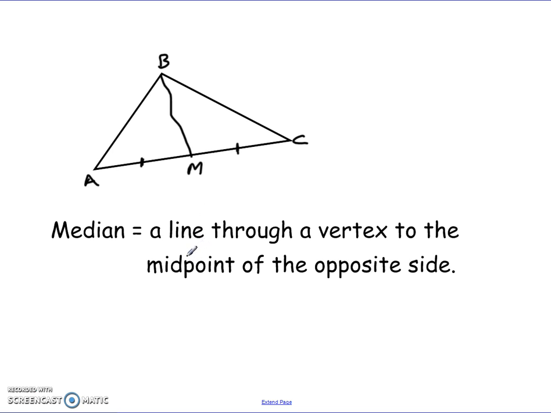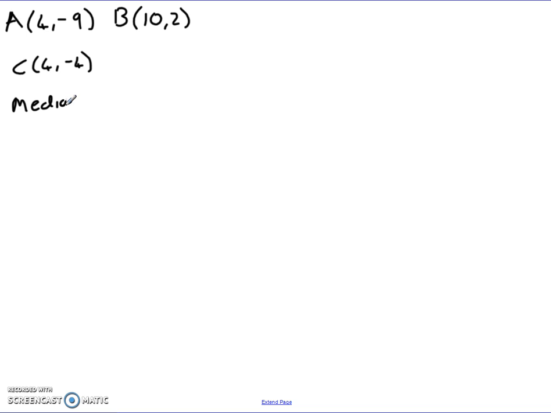Now, what we ultimately want to be able to do is calculate the equation of this median. Well, there's a set of steps we can do. Imagine I give you three vertices of a triangle. So let's say I'm going to give you a triangle ABC. I'll give you the point A, which I'm going to locate at the coordinate (4, -9). I'm going to locate the point B at (10, 2). And I'm going to give you a point C, which I'm going to locate at (4, -4). And imagine that I want to find the equation of the median from A, so the median that goes from the point A.